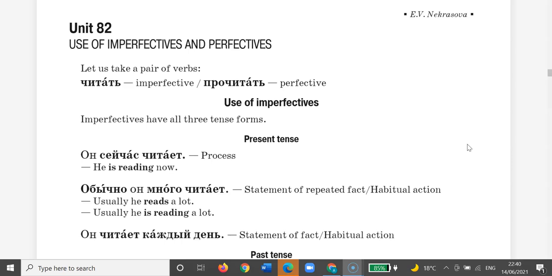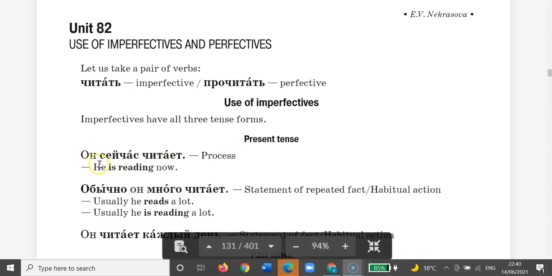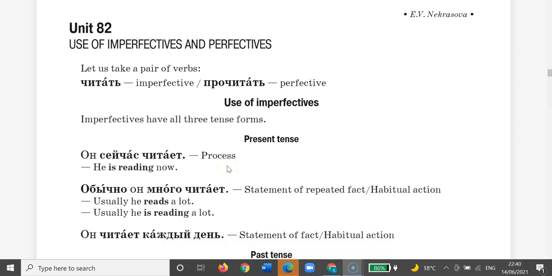So let's have a look at how we do the present tense imperfective, which is quite easy. Just normal present tense conjugation. So он читает, он сейчас читает. So it's only the process. An imperfective verb we would use to describe a process of doing something. So he is reading now.